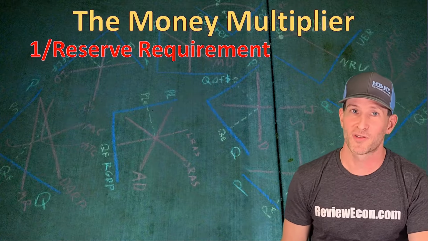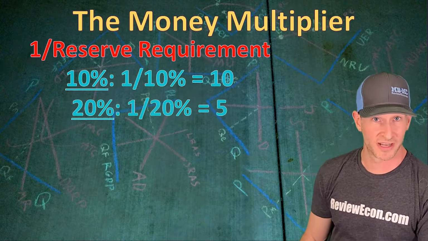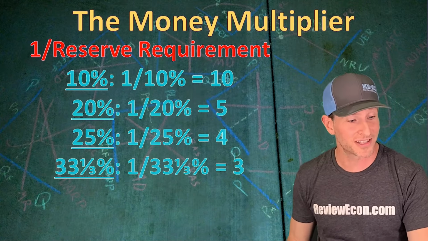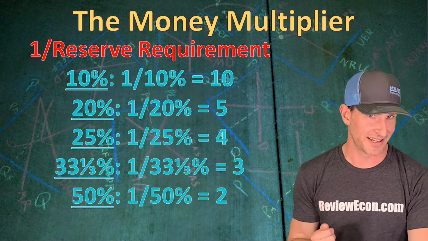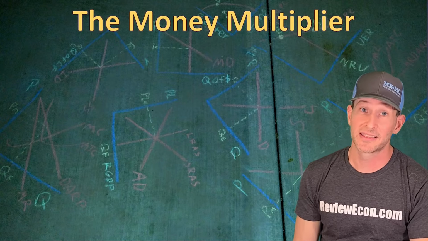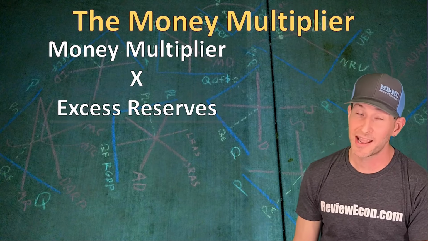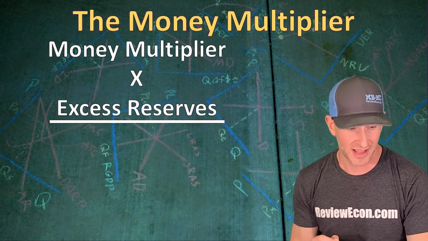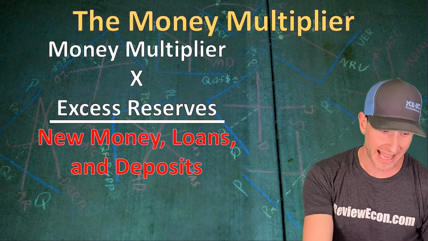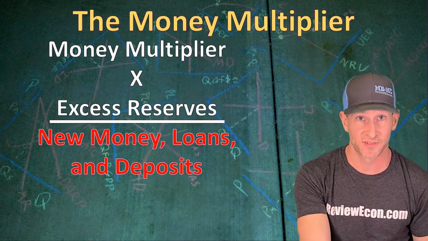A 10% reserve requirement will give us a multiplier of 10. A 20% reserve requirement will give us a multiplier of 5, and of course there are other possible multipliers that you are likely to see on your exam, especially your AP exam where you're not allowed to use a calculator. And once you've calculated the money multiplier, you can multiply it by a bank's excess reserves. That will give you the new money, loans, and deposits that can be created from those excess reserves, given the reserve requirement from the Federal Reserve.